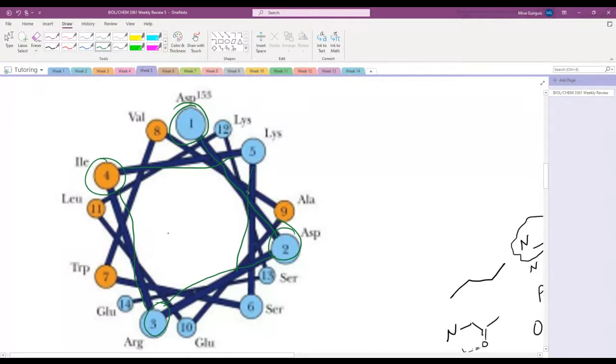And so this tells us how an alpha helix looks. This also gives us insight into whether we're dealing with a polar, a nonpolar, or an amphipathic alpha helix. And here's how it gives us that insight. In this case, it's actually color-coded for us, with the blue being polar and the orange being nonpolar.